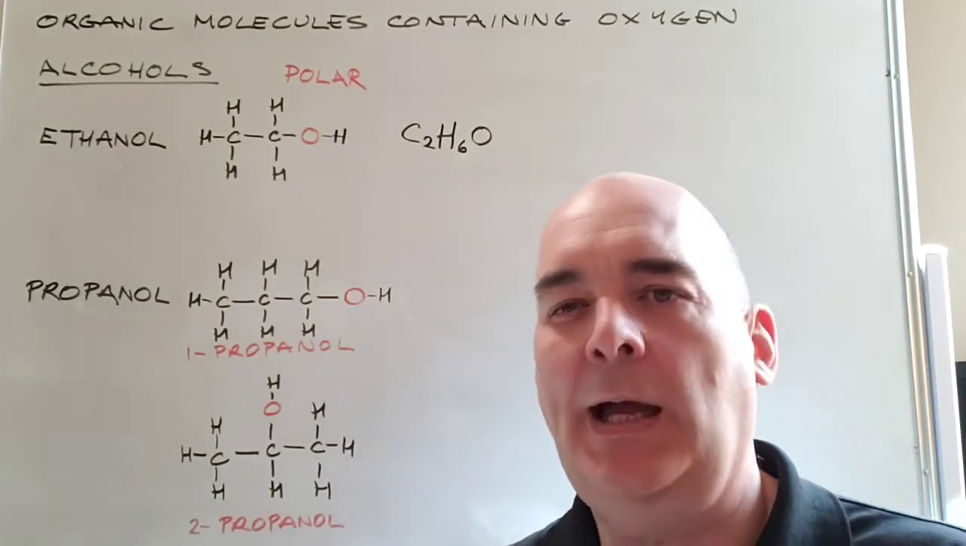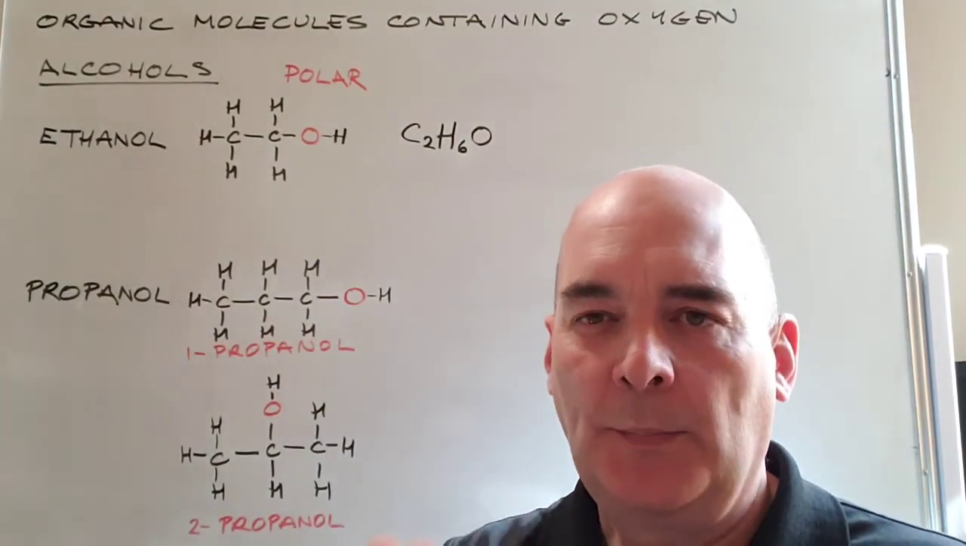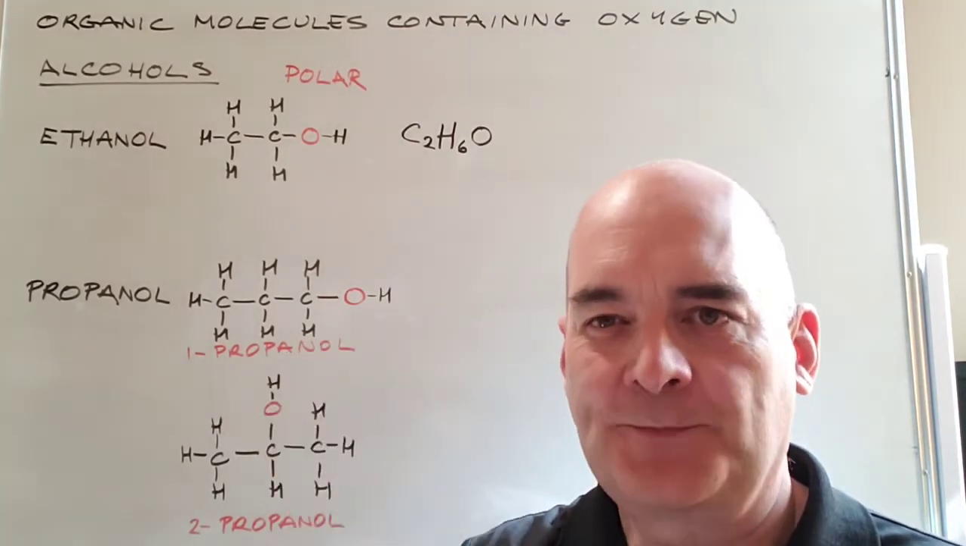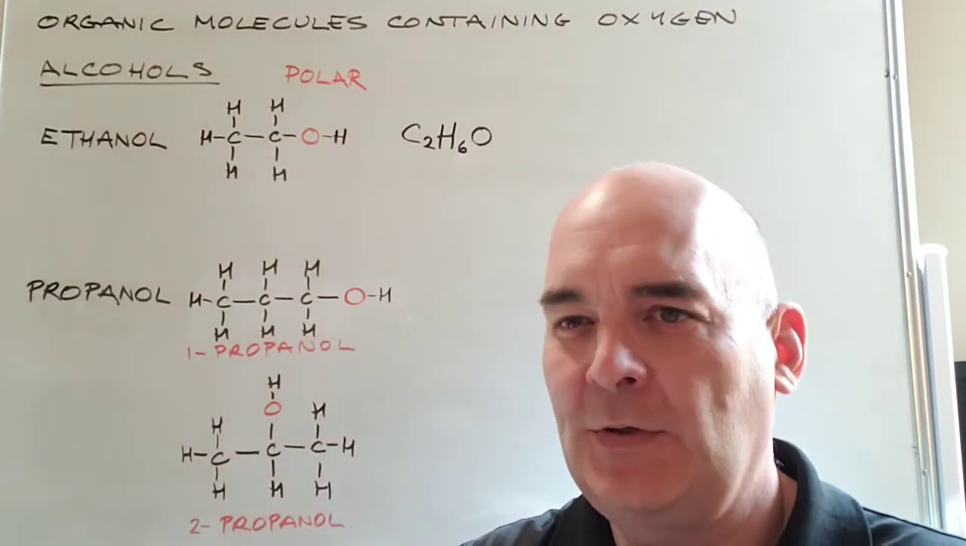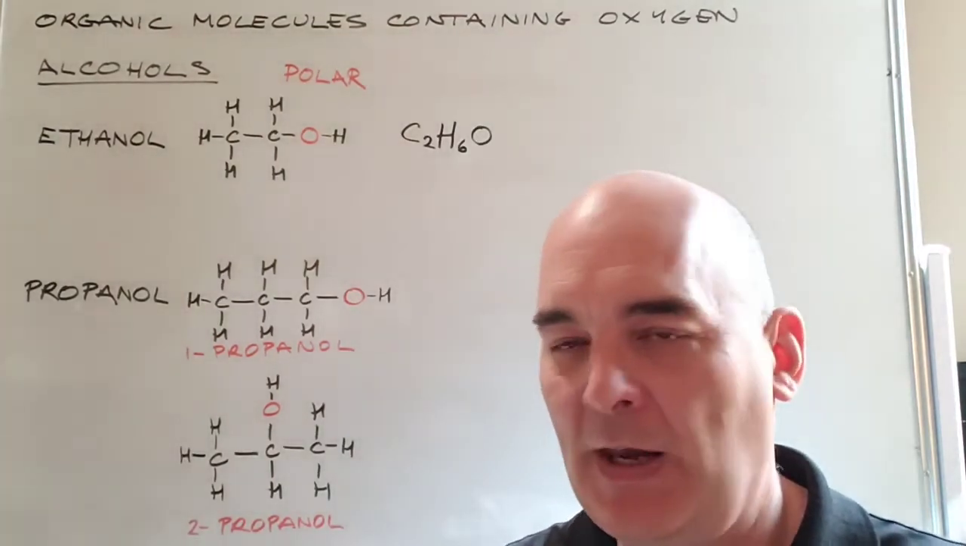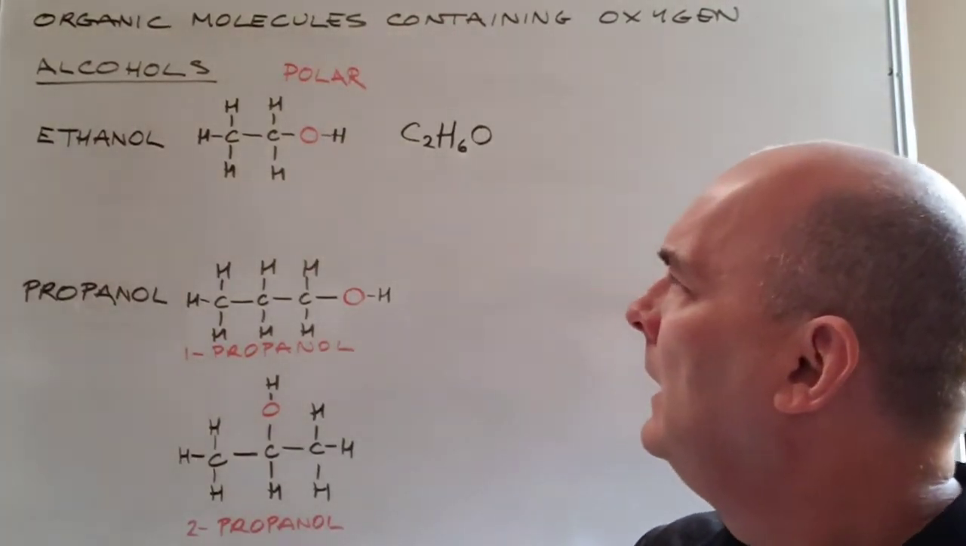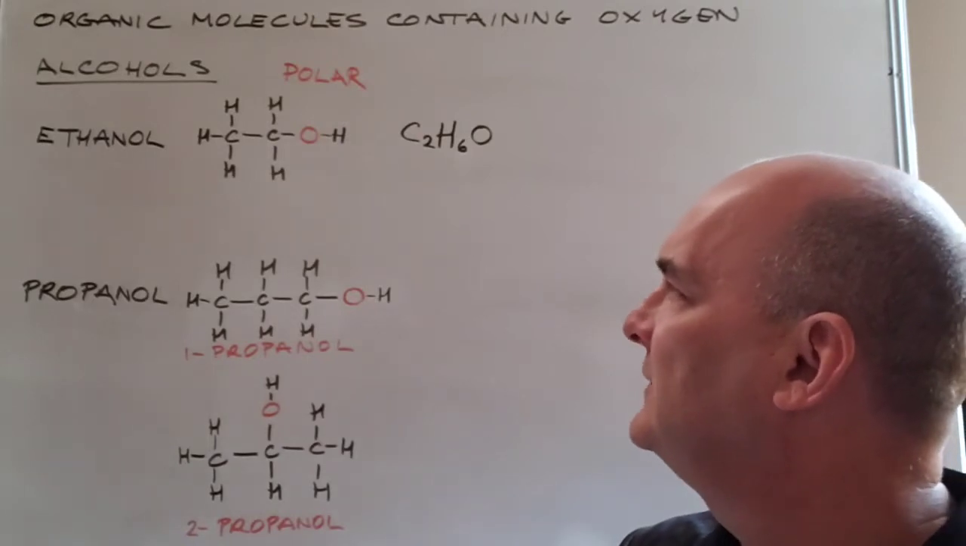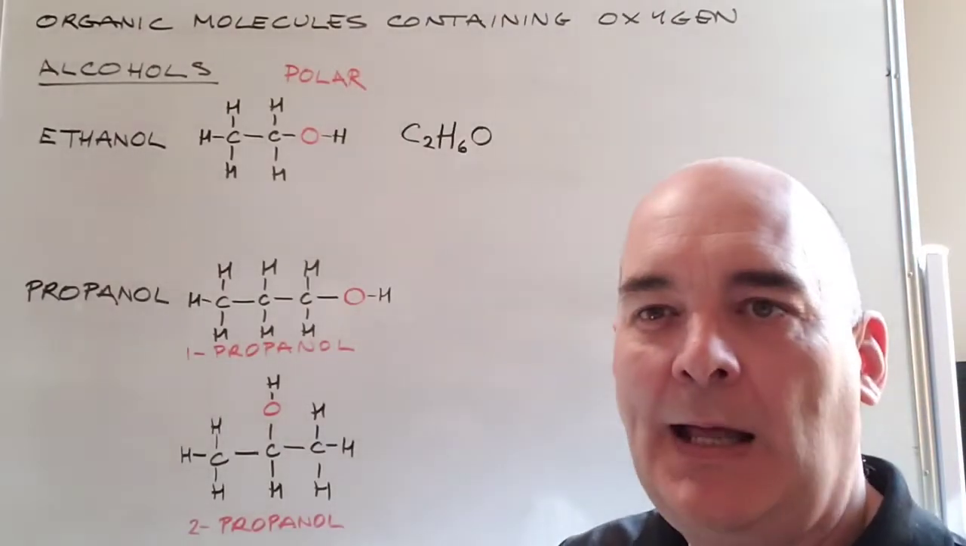Let's look at organic molecules that contain oxygen. Now this is a tiny bit more complicated because oxygen makes 2 bonds. So oxygen's going to oftentimes be between 2 other atoms. It's going to have a bond to the left and a bond to the right. But I think that the simplest place to start would be to look at alcohols.